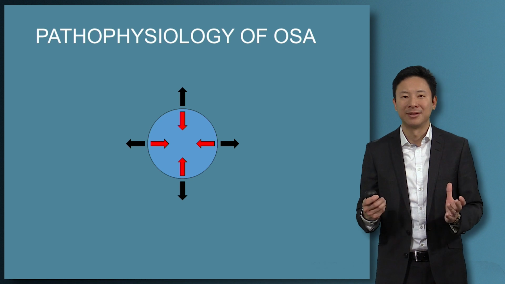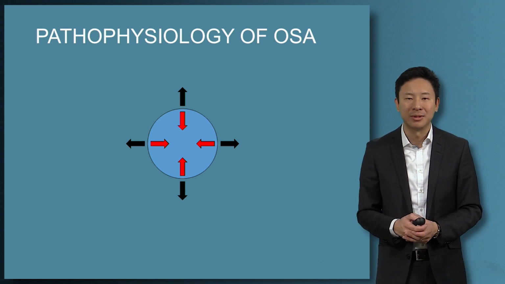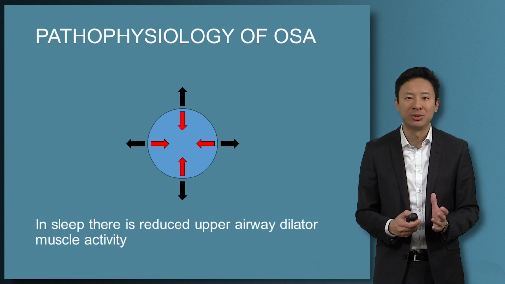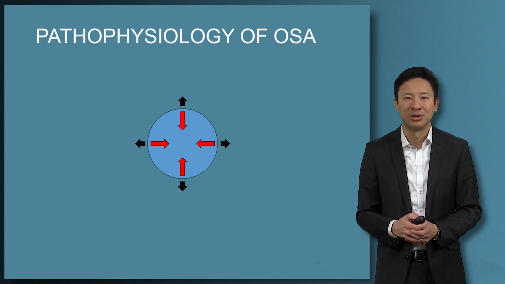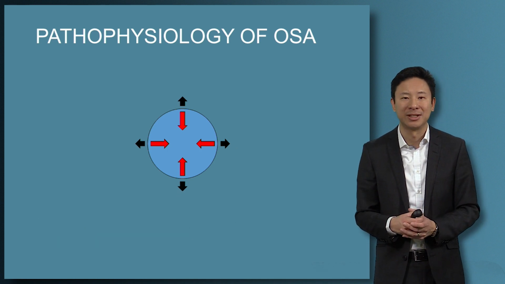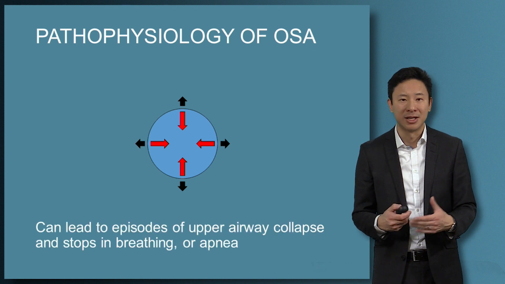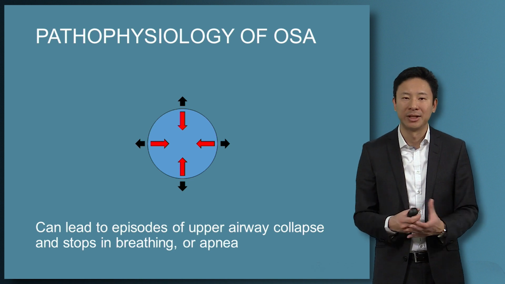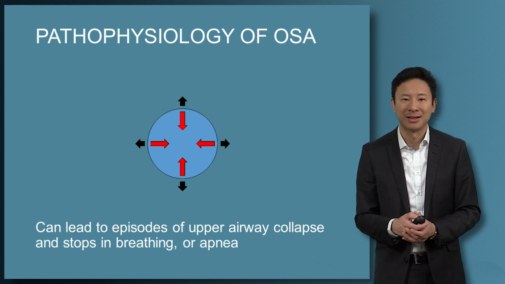During wakefulness, these forces are well balanced. But when a person goes to sleep, things change. In sleep, there is reduced upper airway dilator muscle activity. And this leads to more of a propensity for the airway to collapse. This propensity to airway collapse in sleep leads to the stops in breathing, or apnea, or the partial airway collapse that is characterized by hypopnea.